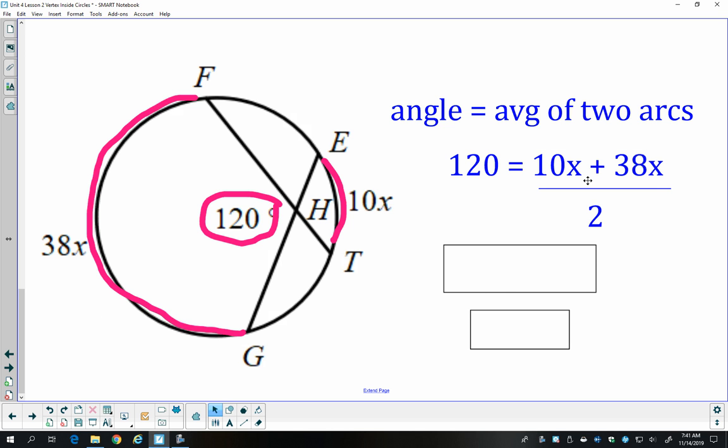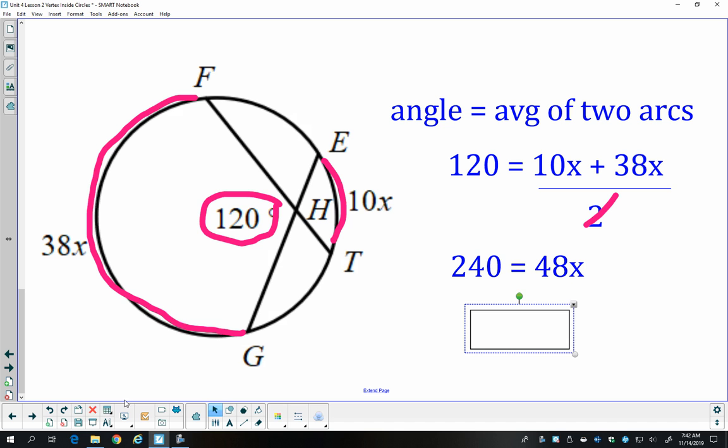So I'm going to multiply both sides by 2 to cancel this 2 out, and then I'll simplify this by adding the like terms and get 240 equals 48x, and finally divide by 48 and get that x is 5.